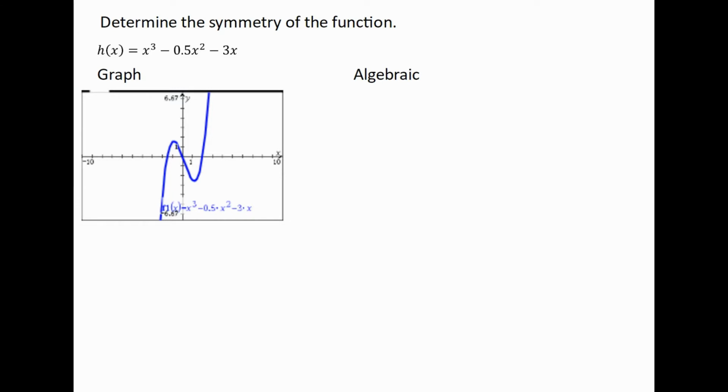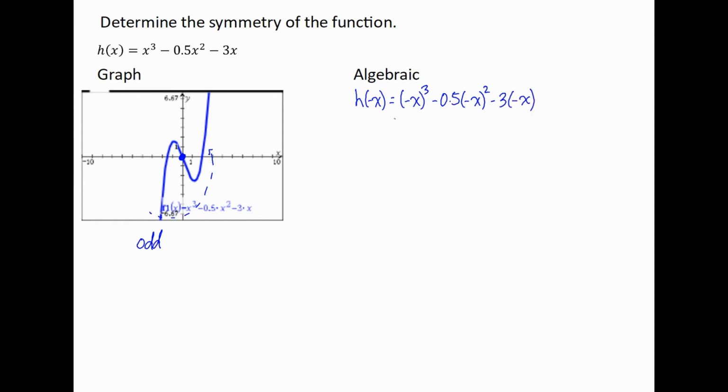So looking at this graph, it looks even. It looks like you can use this as a pivot and just rotate it around, and that'll be, sorry, not even, odd. It looks odd. You're going to use this pivot, rotate it around, looks like an odd function. So that's what I'm thinking right now. We're going to confirm or dispute that algebraically. So again, we're going to use h of negative x. This is how you always start, making that substitution for x. So I have negative x cubed minus 0.5 negative x squared minus 3 times negative x.